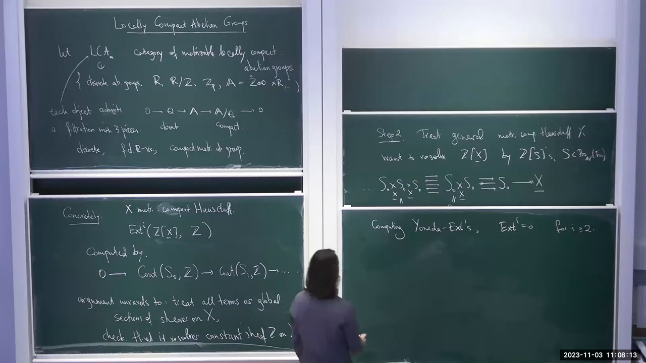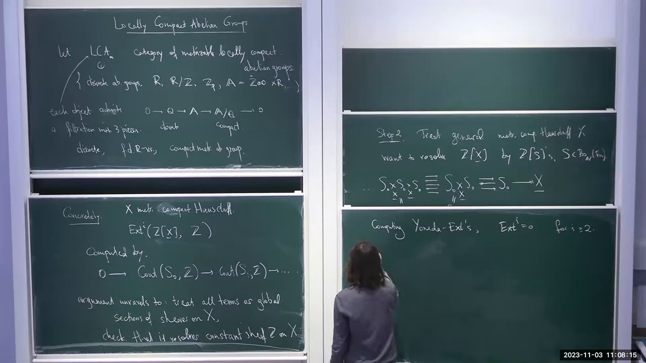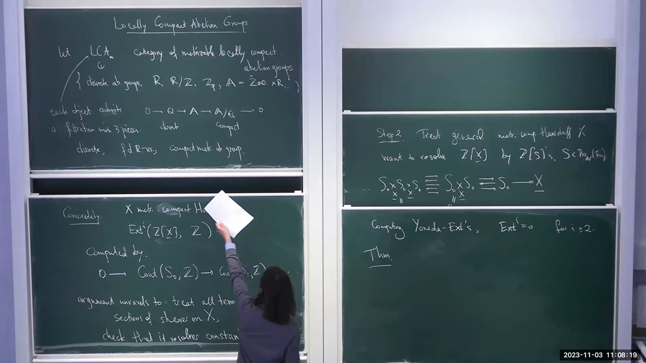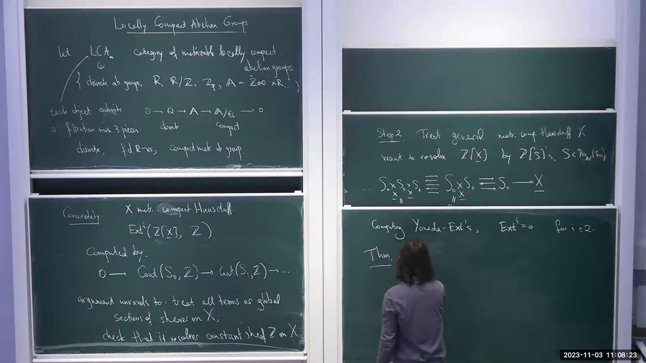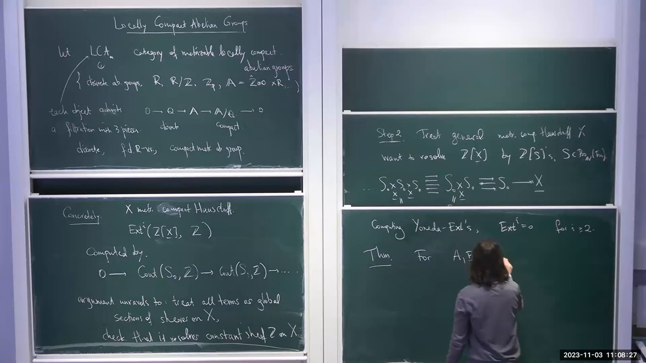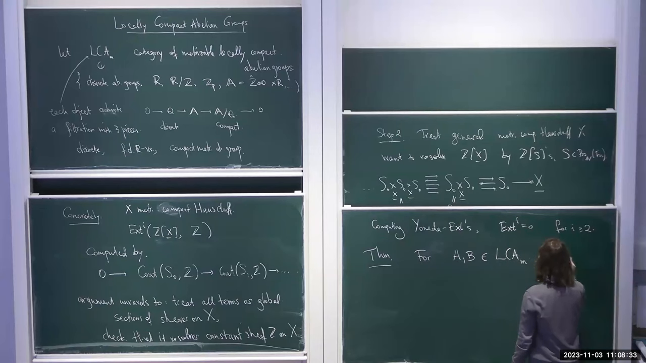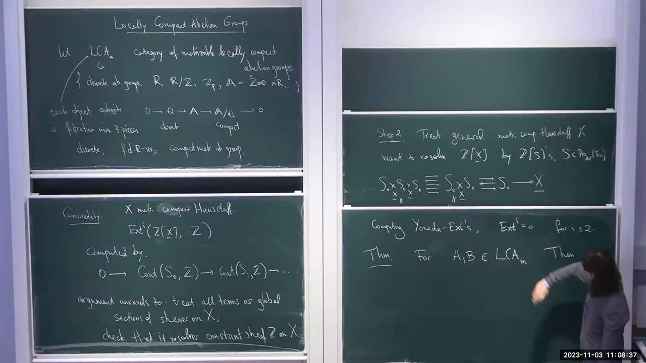And so you can wonder whether something similar holds true now if you compute Ext groups inside condensed abelian groups. So let's take any two locally compact abelian groups, which are also metrizable. And then again, this metrizability assumption can be ignored. It only comes from the restriction to large condensed abelian groups.